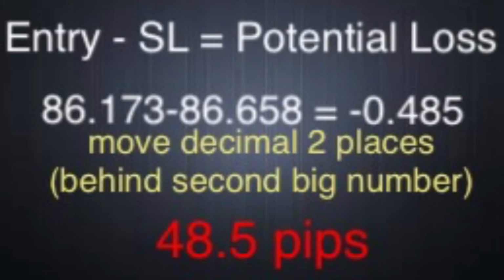So the first thing you want to do is determine your loss. Take your entry and subtract it from the stop loss to determine your potential loss. In this case, you can see that's 48.5 pips. After you subtract, you move the decimal 2 places behind that second big number, and that tells you your pips. So if I enter this trade and it goes to my stop loss, that's a negative 48.5 pips.